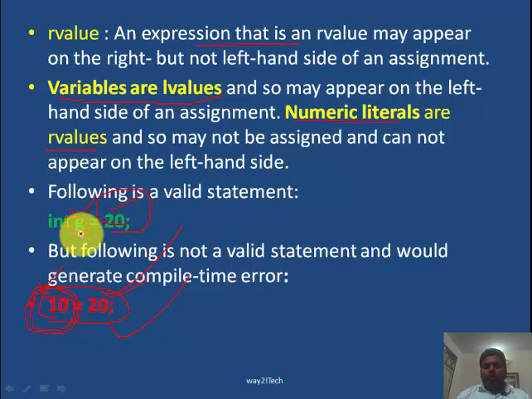So there should be an L value on the left side and an R value on the right side. L value means left side, R value means right side. On the left side there should always be a variable, but on the right side there can be variables plus numeric literals. That's why an L value can be present on both the left side and right side, but R values can only be present on the right side. I hope you understand this concept. This is an easy concept but very useful in some cases. Sometimes MCQ questions are formed based upon this concept of L value and R value.